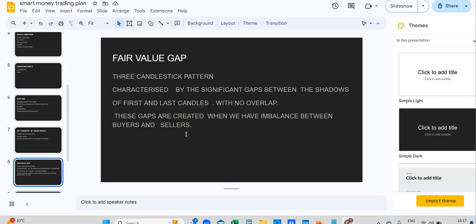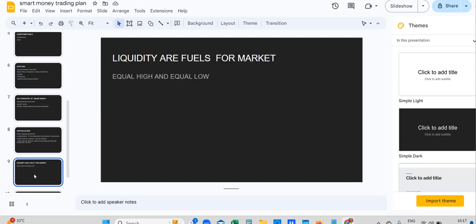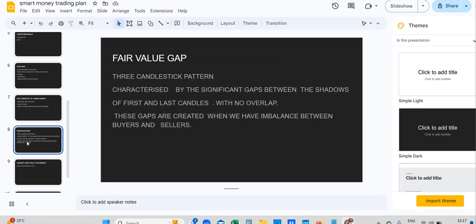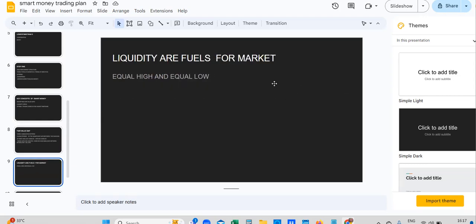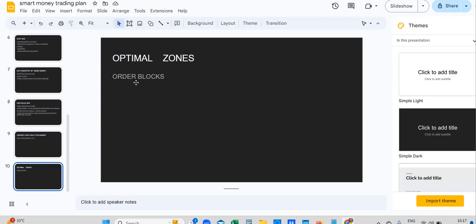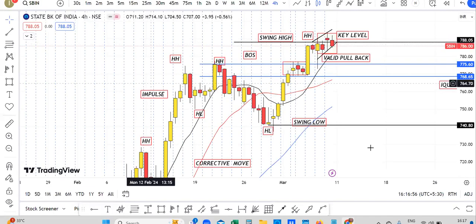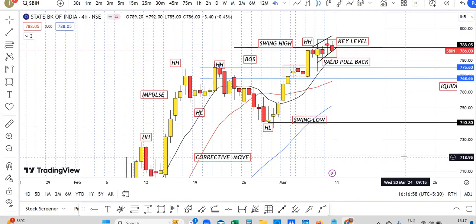Next is liquidity, or fuel for the market. So that's what I talked about, equal highs and equal lows. And optimal zones are nothing but order blocks. So I'm going to show it to you on the chart. Let me go back to the chart of State Bank of India to explain it to you.